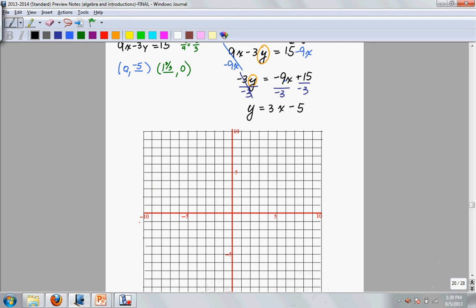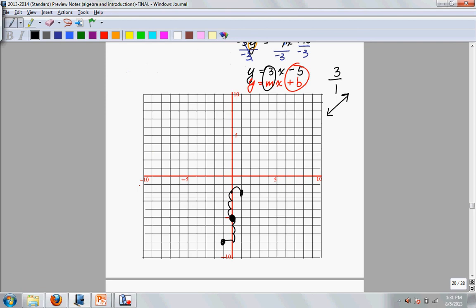So y equals mx plus b. Our b here is negative 5, so we're going to start right here at negative 5. And then our rise over our run, rise 3 over 1, and we know it's a positive line, so we have to slope upwards from left to right. So I'm going to rise 3, 1, 2, 3, and go over 1 to the right, so I have a positive slope. I could also go down 3, 1, 2, 3, and over to the left. I'm going to get the same results. And we graph that.